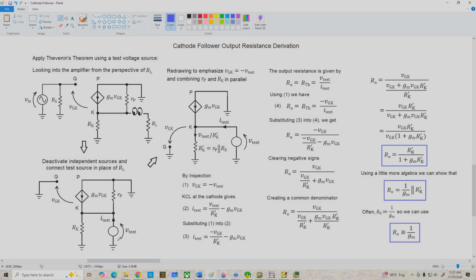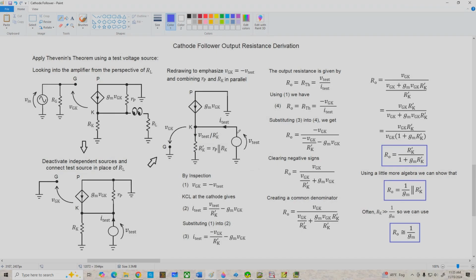So we apply the test source and we deactivate any independent sources in the circuit. We only have one, that's Vin, so we replace it with a short circuit, and this is the equivalent that we get. Now remember, we can combine little rp in parallel with rk, so if we do that, we'll come up here, and I'm renaming that resistance r prime k. And I've also moved the grid down so that it's readily apparent that VGK is in parallel with V sub test, but because of the orientation of the voltage sensing arrows, VGK is equal to negative V sub test.